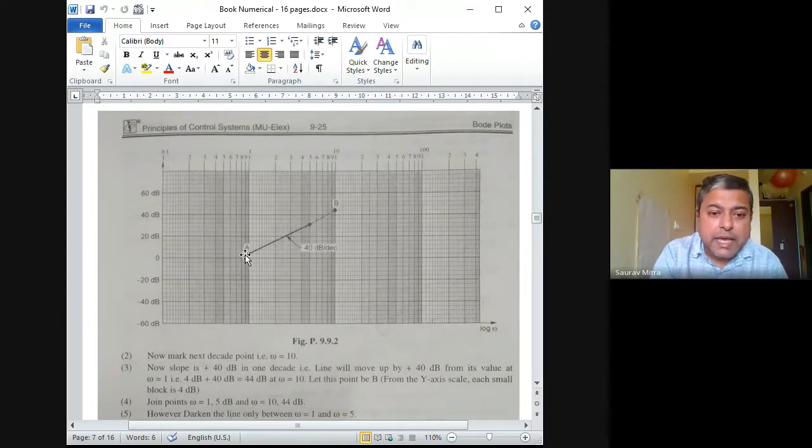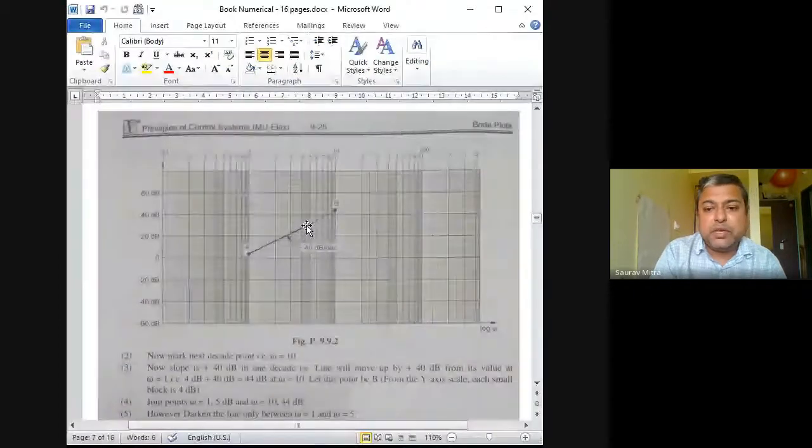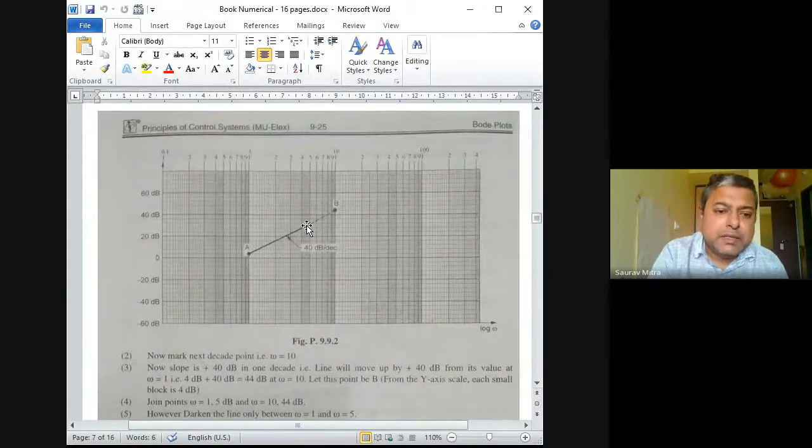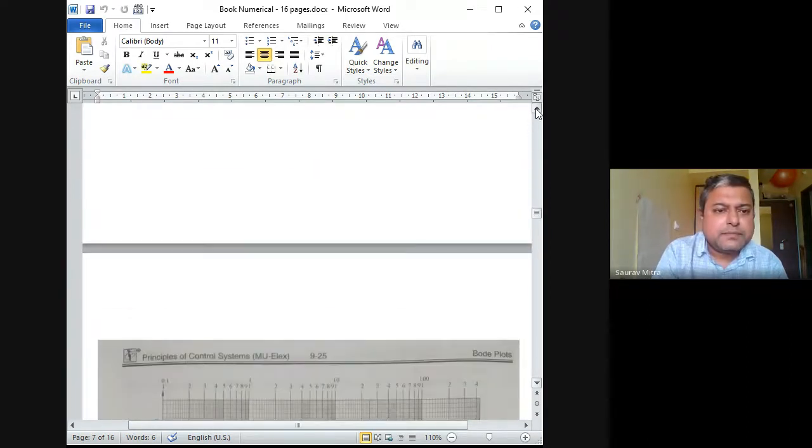So between A and B, there is another slope change coming at point C, which is at 5 radian per second. So don't draw it full, draw it up to 5, because at 5 there might be another change of slope. So this is a 40 dB per decade line, but not extended up to point B, because in between at 5 also there will come a break. That's why, what is the question? If you see, you will understand.